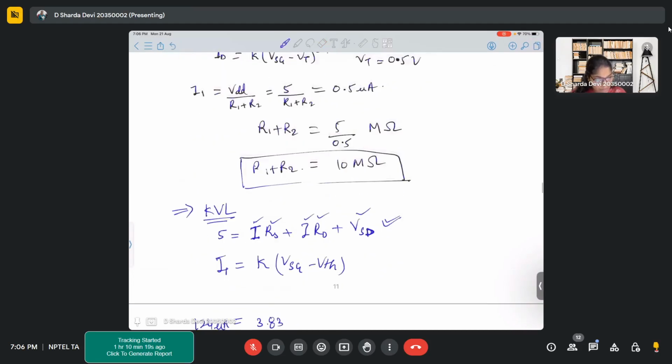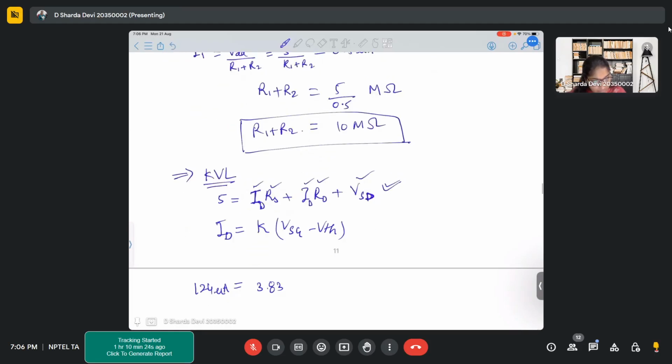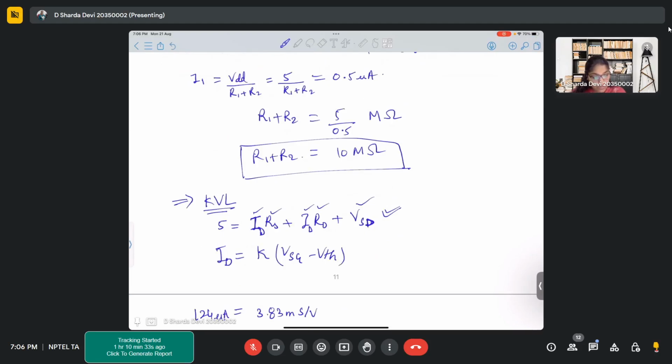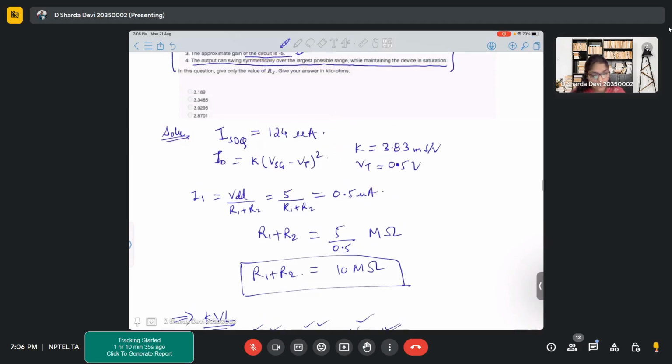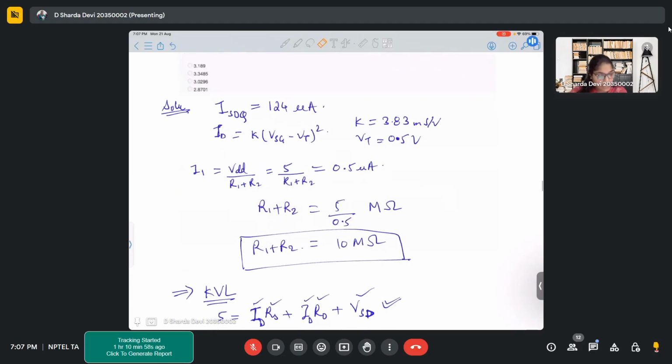This is ID. Don't forget the per millisiemens unit. Is it half mu NCox, half K? No, the current here is already given in terms of K, so you have to consider that K. If it was not mentioned, we would have gone for K W by L, or W by 2L. Here the current formula is already mentioned, so we follow the same. VT is 0.5.